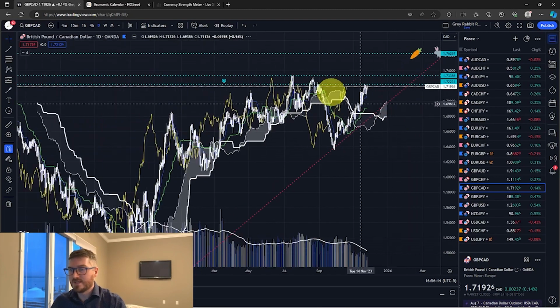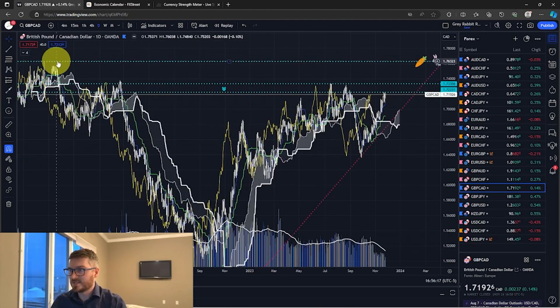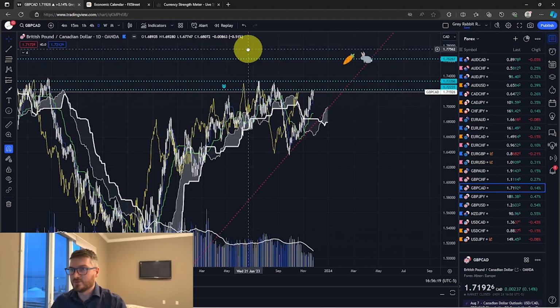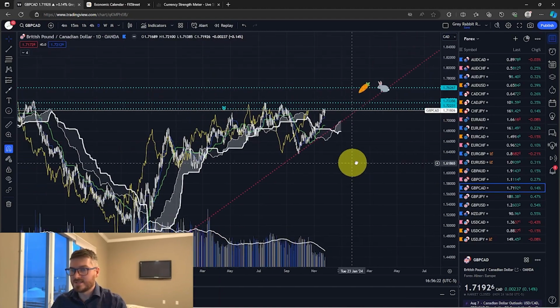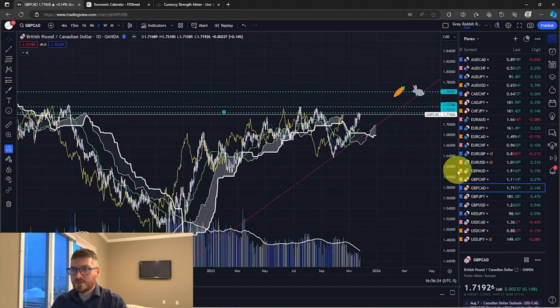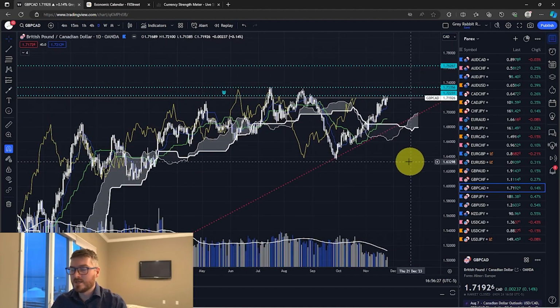So guys, keep an eye on that. This is just the next major resistance level that I drew in here. But yes, I have this marked as blue. I'm hoping that this breaks out this week. So keep your eyes peeled for British Pound CAD.